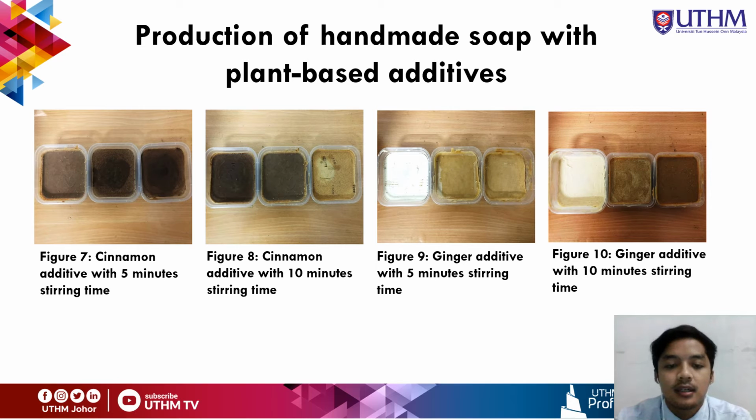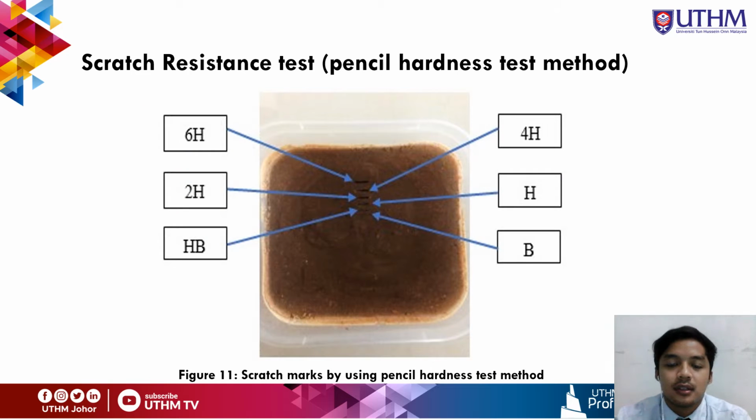Okay, figure 8 shows the cinnamon additive with 10 minutes stirring time. The next figure shows the ginger additive with 5 minutes stirring time. And the last figure shows the ginger additive with 10 minutes stirring time. Okay, so this is the analysis of the scratch resistance test by using the pencil hardness test method. This figure shows the scratch marks made by the pencil hardness test method on one of the handmade soaps that has been produced.